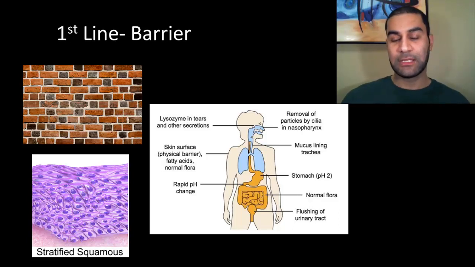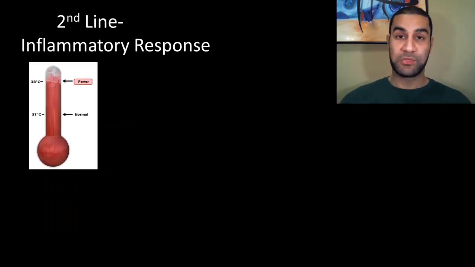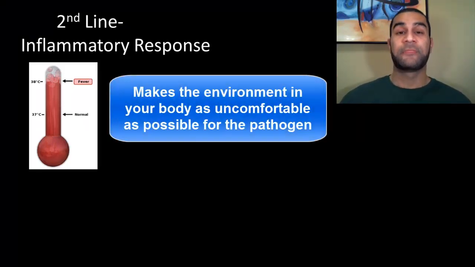And this is where we get into the second line of the immune response, which is considered the inflammatory response. The inflammatory response is solely responsible for making your body as uncomfortable as possible for the pathogen that's just invaded. Your body is going to do what it can to keep something that did manage to get through the first line of defense from being comfortable. Because if that pathogen is comfortable in your body, it's going to grow like crazy, which is bad for you.